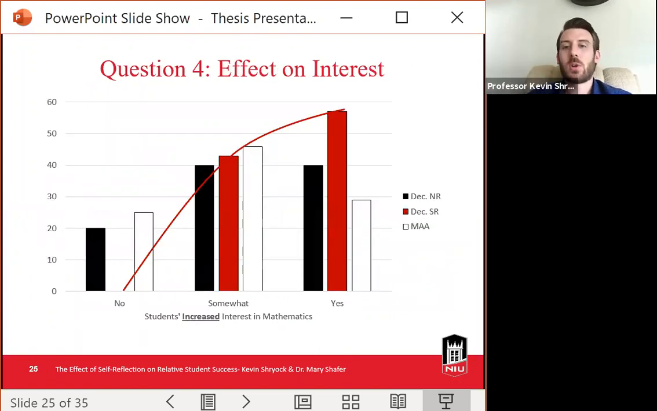What about the framework's effect on math interest? Here we can see student responses to the question, do I have an increased interest in math, given at the end of the semester. The red bars are shifted to the right, indicating yes, much more than either the MAA's national averages or the black bars that represent the no reflection group. Statistically, we were 1% away from drawing statistical significance, which is pretty impressive given that this is a very small sample size. So overall, very favorable results.